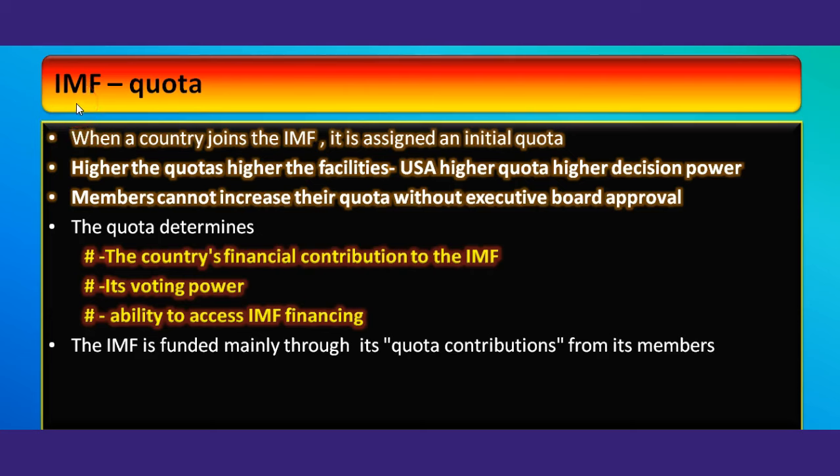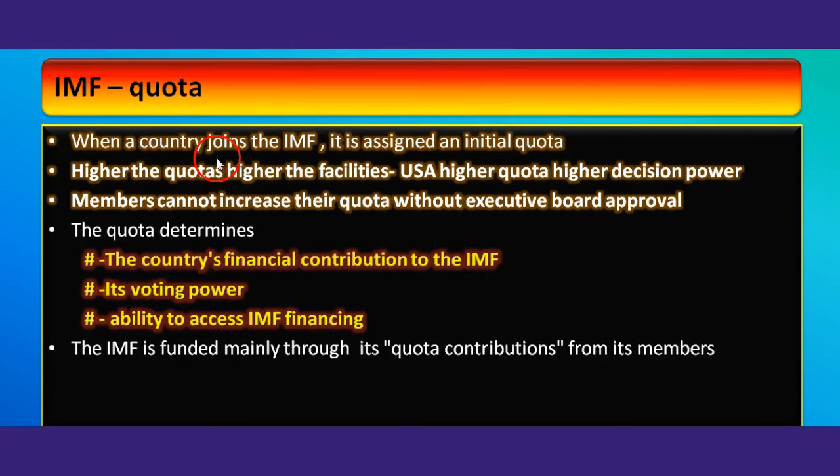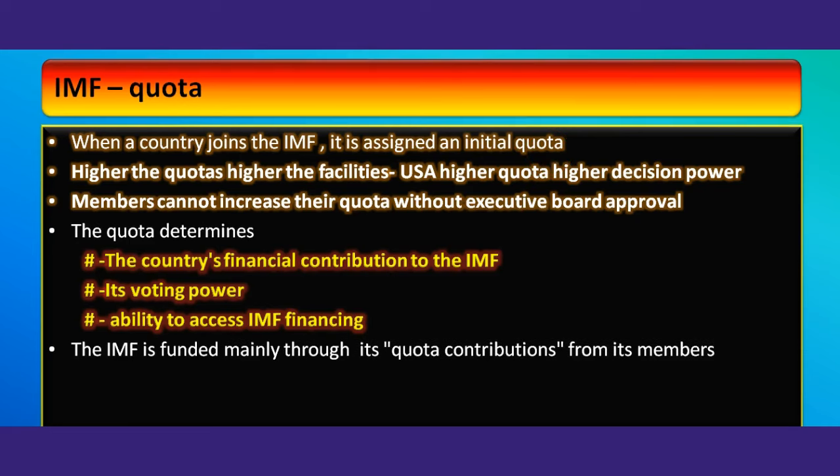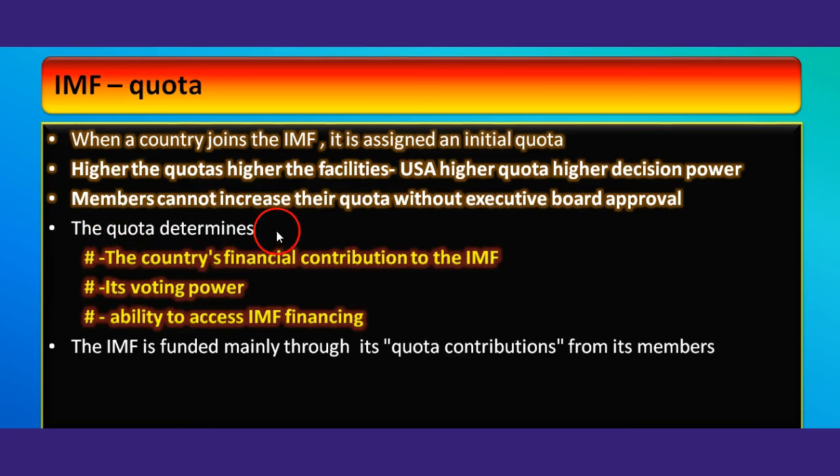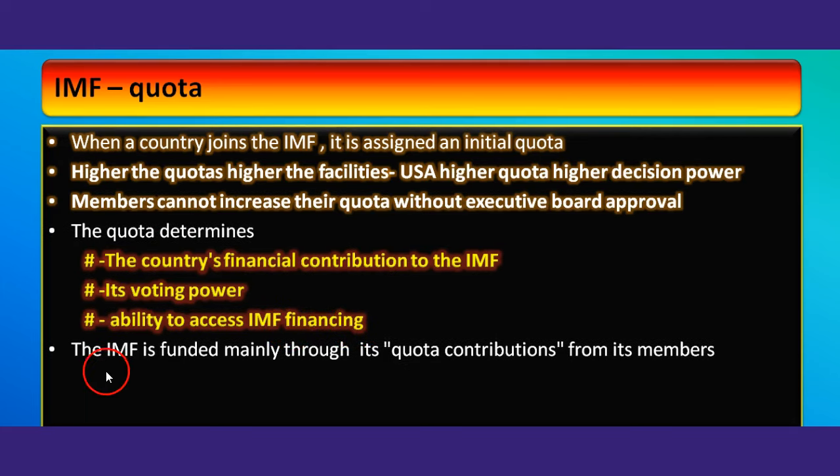Next, the International Monetary Fund quota system. When a country joins the International Monetary Fund, it is assigned an initial quota, a proportional share assigned to each member, and this quota determines the following: the country's financial contribution to the International Monetary Fund, its voting power, and its ability to access IMF financing. The International Monetary Fund is funded mainly through quota contributions from its members.